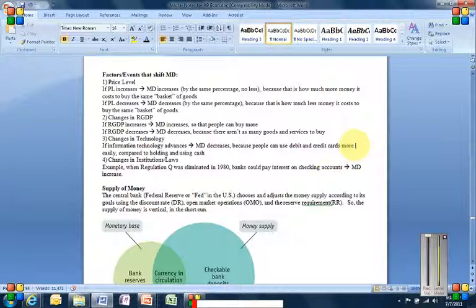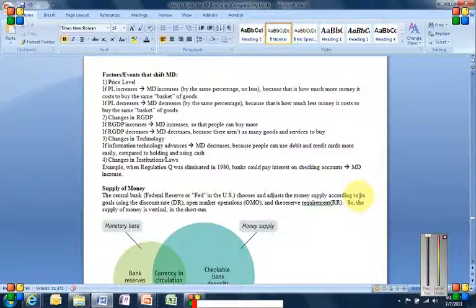And then finally, a factor that could shift the demand curve is a change in institutions or laws. For example, when Regulation Q was eliminated in 1980, which had been implemented in 1933, banks could now pay interest on checking accounts, whereas before they couldn't. Well, since that's the case, that would lead to, in this example, money demand increasing.